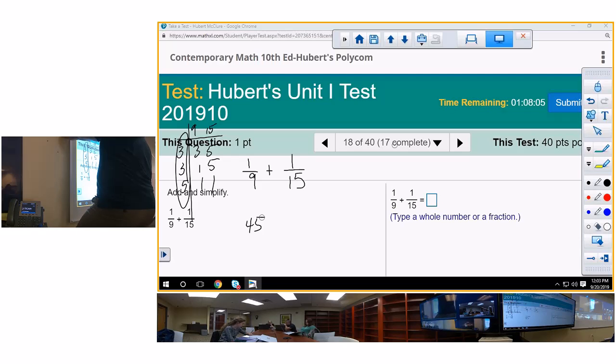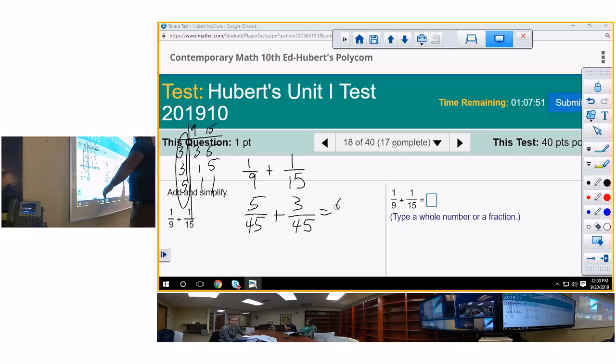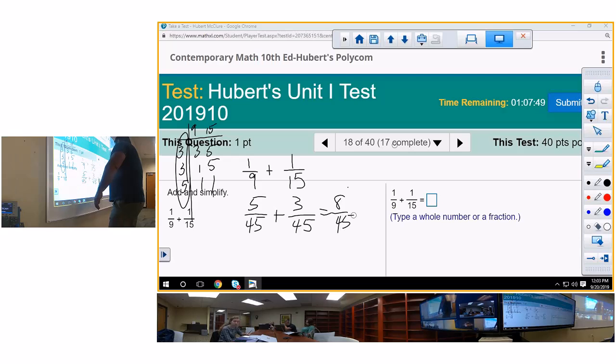No more hiccuping, please. You need to lay off them martinis. 9, we're going to 45. 5 times 1, 5. 15, we're going to 45. 3 times 1 is 8 over 45. Y'all remember when y'all thought that was difficult?